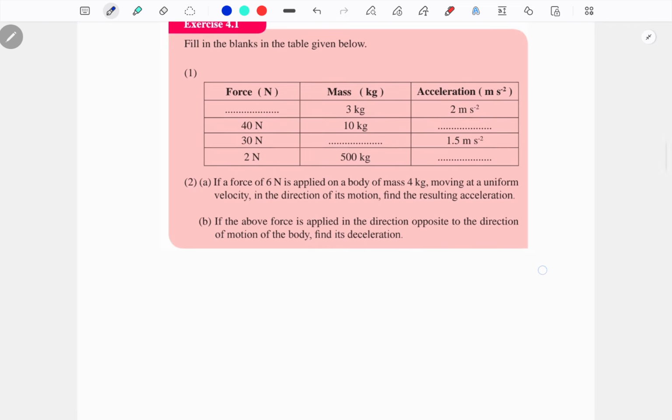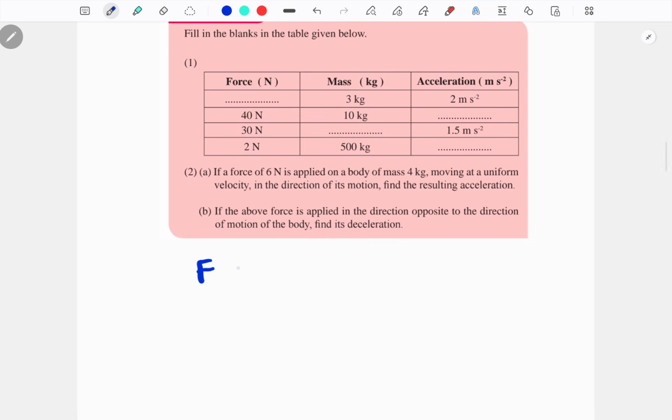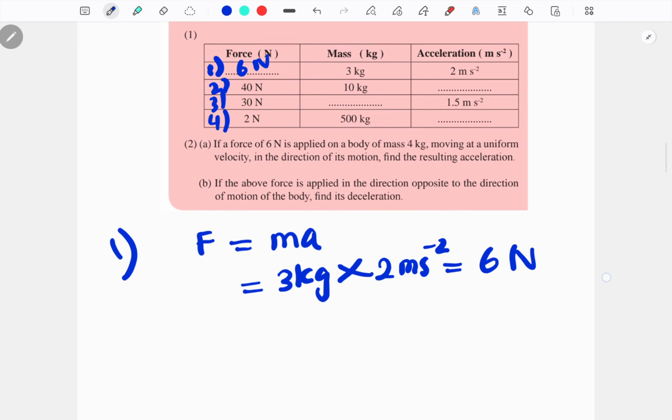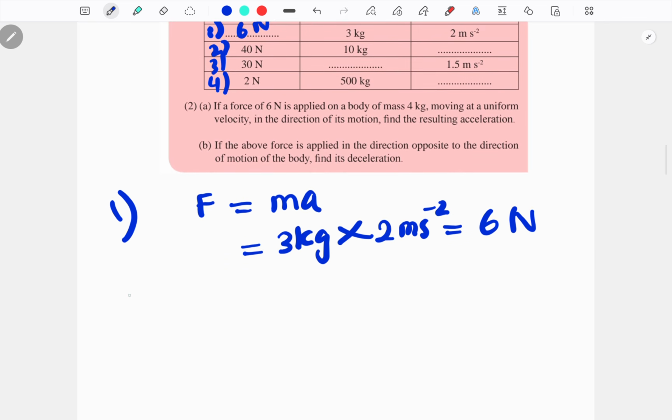So at first they are asking about the force. Here, 1, 2, 3, 4, right? And F = ma. The mass is 3 kg, acceleration 2. What is the answer? 6, right? 6 Newton. Then the force is 40.